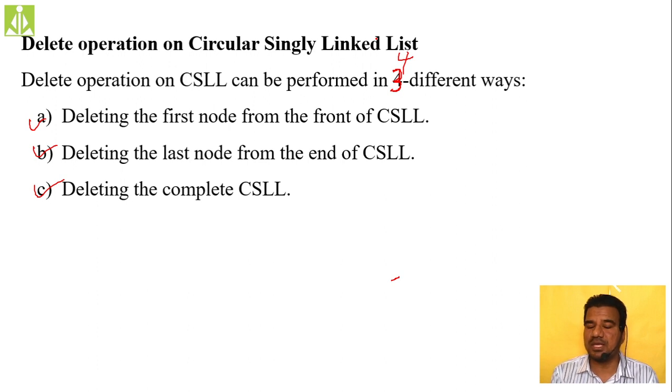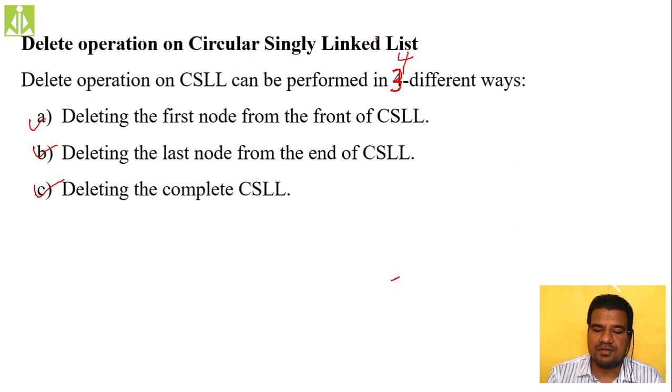How you can delete a node when a particular key value is given inside your circular singly linked list, how you can delete that node from the list. It is also an important question, of course. Only these 3 things I am discussing, and I will give that as homework to you. You have to solve it.